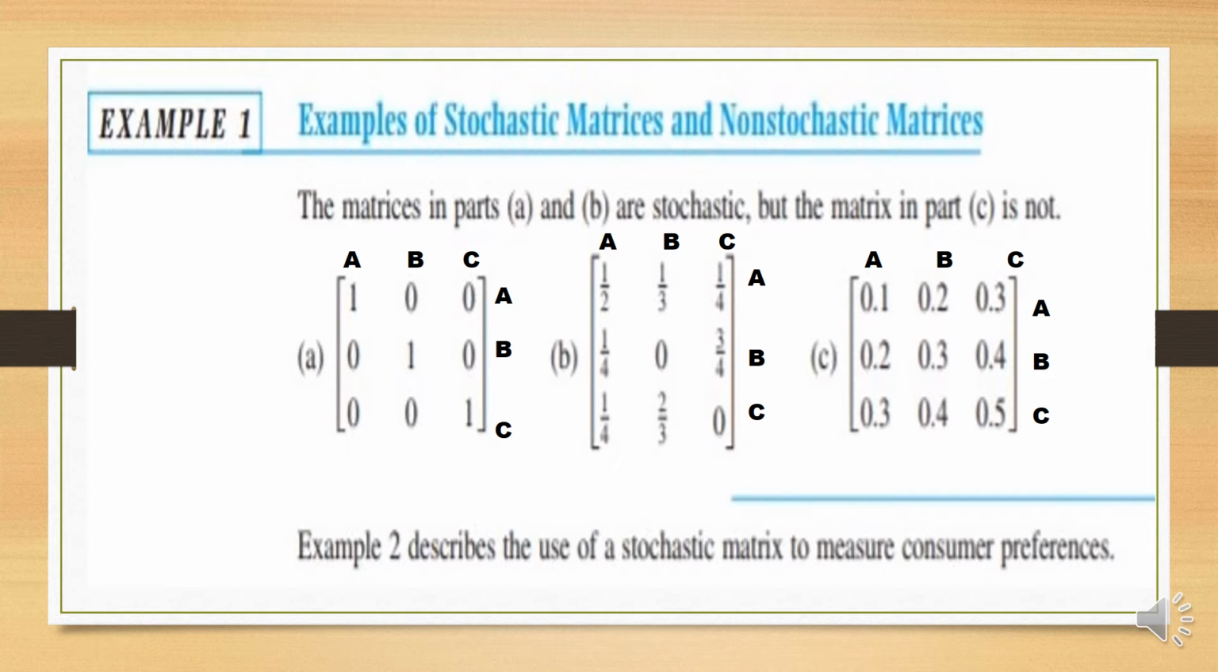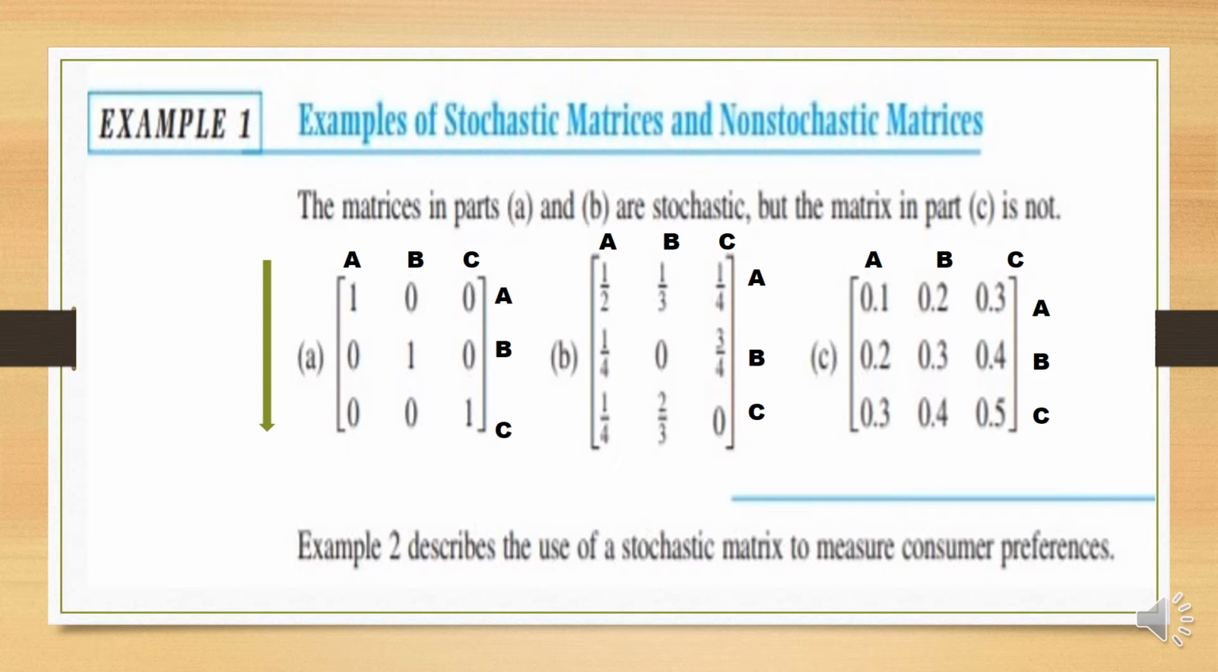Example 1. Examples of stochastic matrices and non-stochastic matrices. The matrices in parts A and B are stochastic, but the matrix in part C is not. Why? If we put the "from" at the top and "to" at the bottom right, so from A to A, from A to B, and from A to C, then you can see that the probability matrix is stochastic if all the elements in the vertical direction add up to 1.